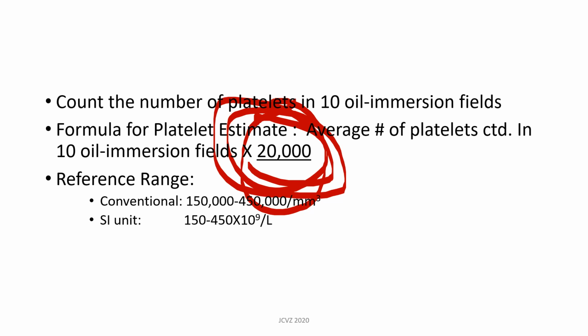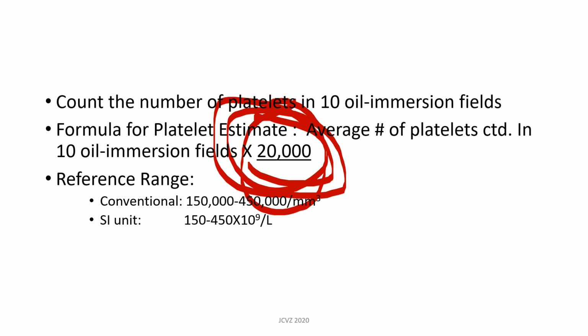So for our WBC estimate, the factor that you need to use to multiply the average number of WBCs counted in 10 high power fields is 2,000. So that's the factor for WBC estimate. But for platelet estimate, the factor is different. It's 20,000.